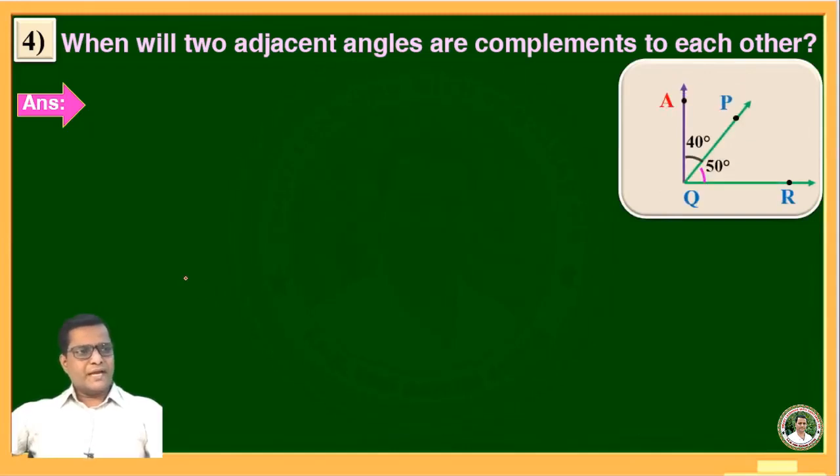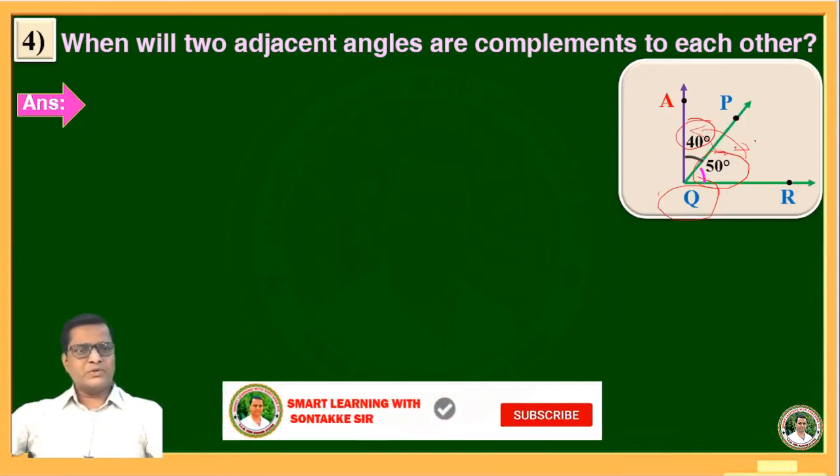In the figure, angle AQP and angle PQR are adjacent angles. Angle APQ is 40 degrees, angle PQR is 50 degrees. Because these two angles have a common vertex Q and the common side is QP, they are adjacent angles, and the measure of these two angles is 90 degrees. Therefore these two angles are complements of each other.